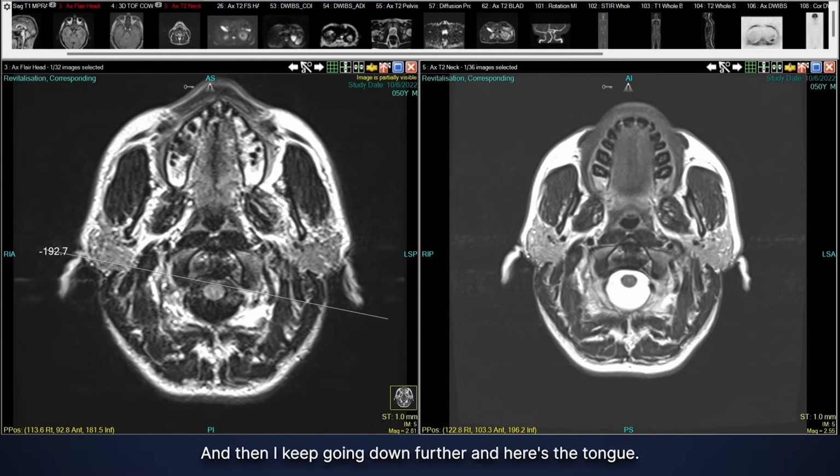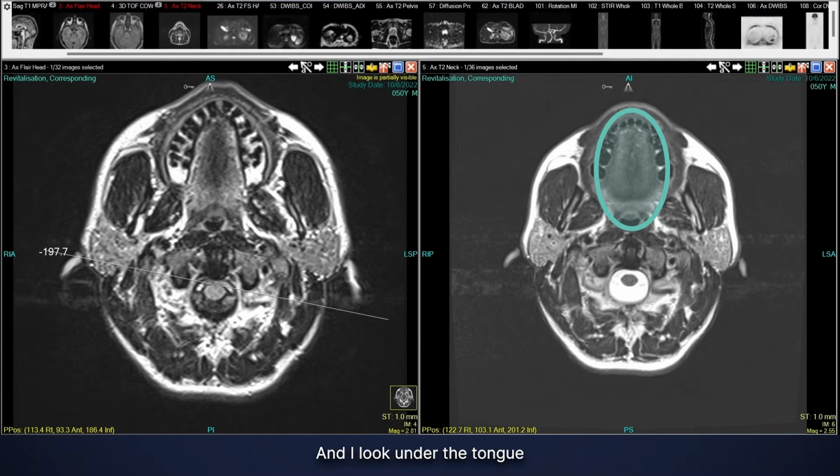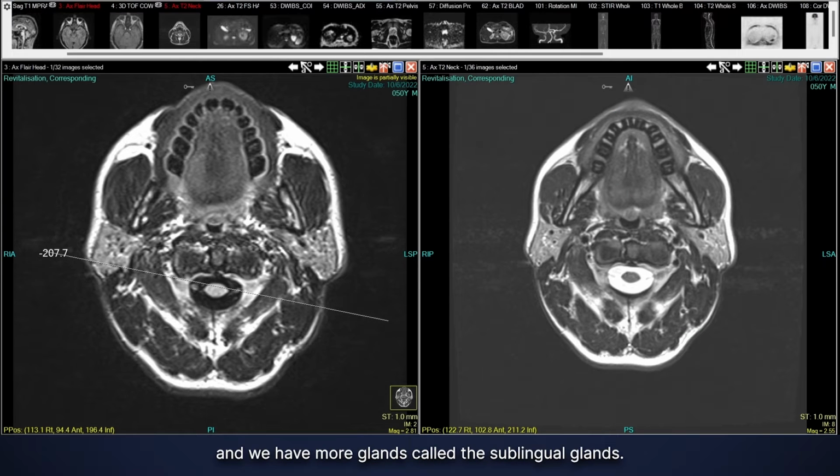And then I keep going down further, and here's the tongue, and I look under the tongue, and we have more glands called the sublingual glands, and these also look symmetric and normal, no concerning findings.